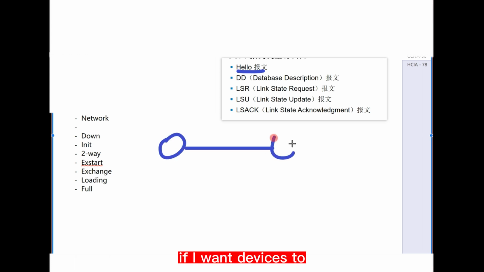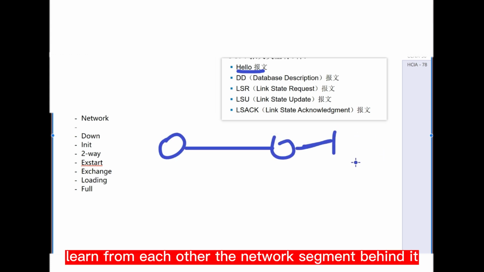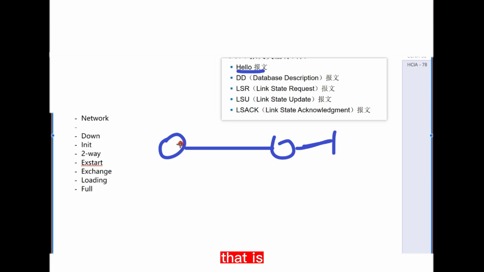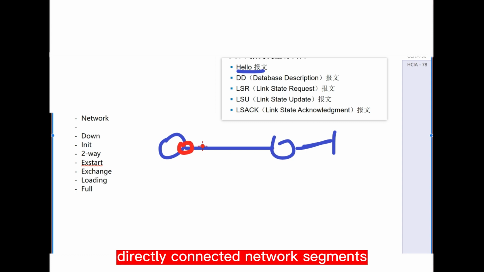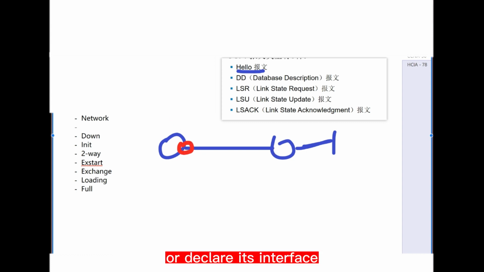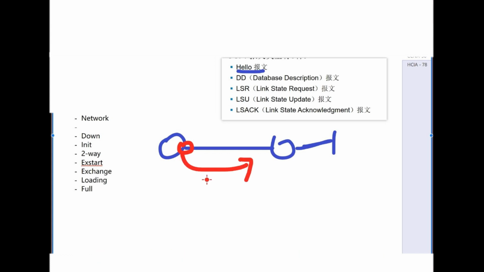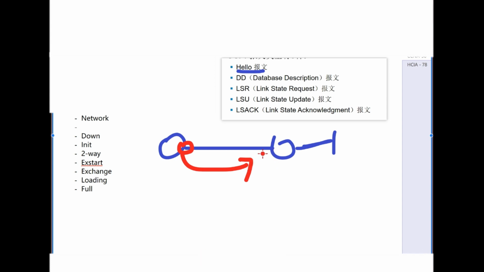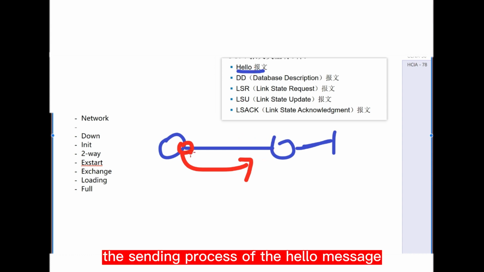If I want devices to learn from each other the network segment behind it, first they have to establish a relationship. That is, R1 is now announcing their directly connected network segments, or declaring its interface into area 0. When it is announced, this interface will send a hello message to the outside world. For example, R2 has not been released yet, while R1 is sending out. This process is the sending process of the hello message.